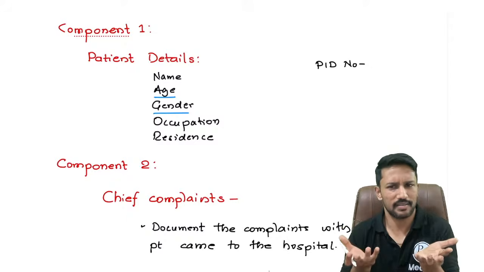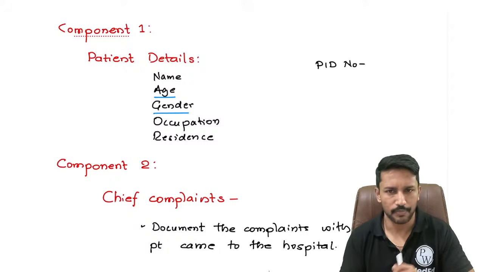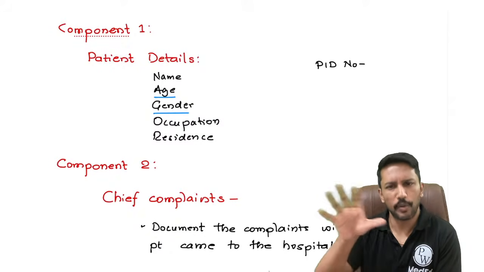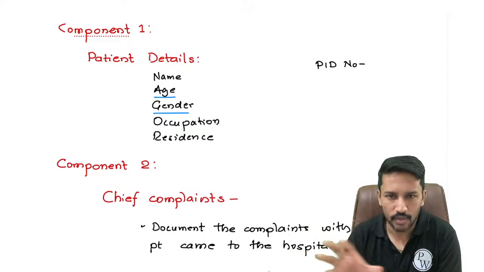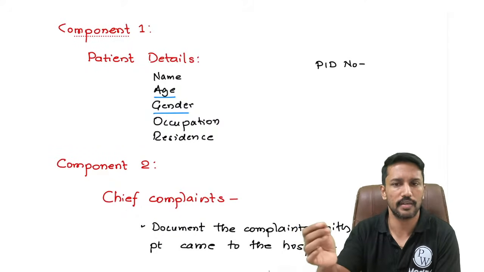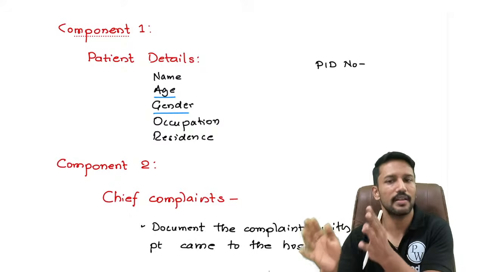You may think, sir, what is the importance of address in a patient's history? There are a lot of diseases which are endemic to a particular area, right? Those are seen only in that locality, less common in other localities. So if the patient is coming from that locality, the possibility of having that disease is more common.